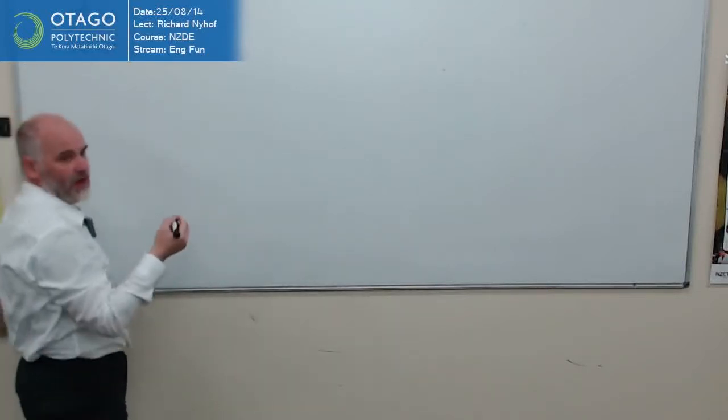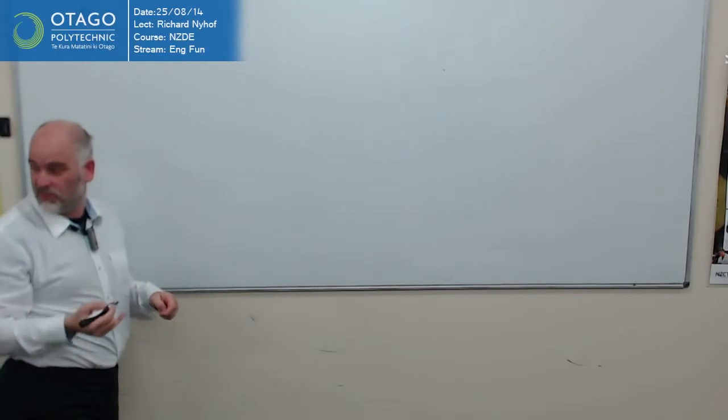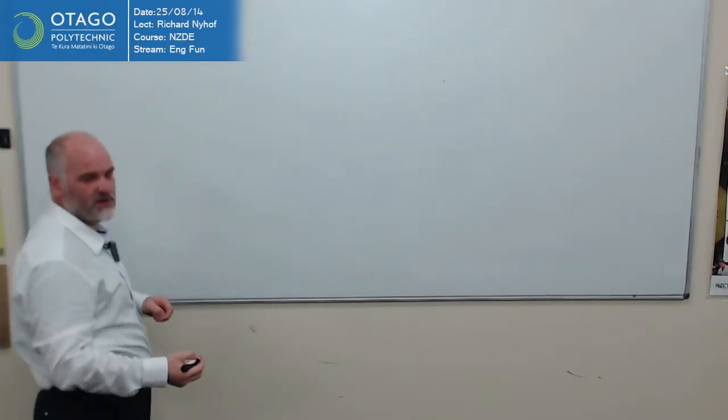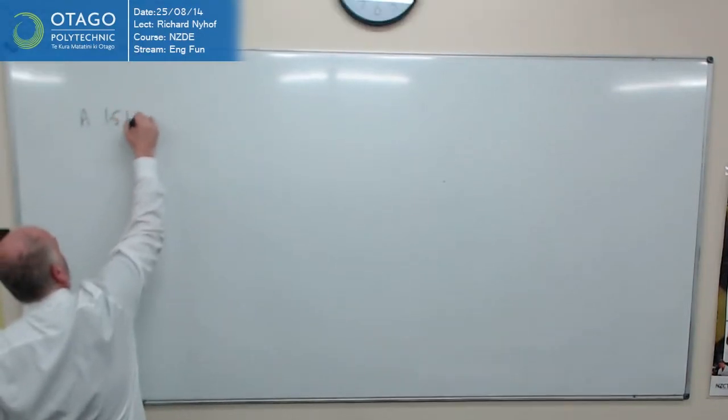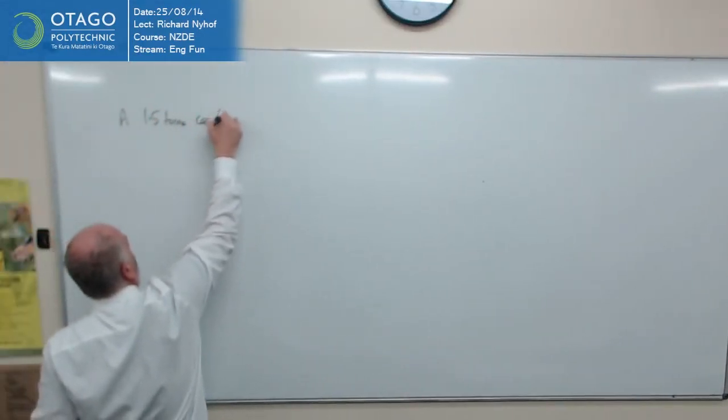How heavy is a car with a person in it? 1 tonne? That's quite a heavy car. 1.5 tonne, okay. A 1.5 tonne car, including driver.